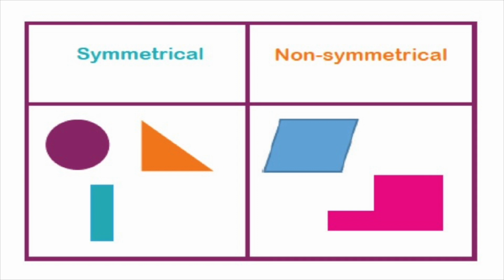You see, here is a good example, a good table to show you the difference between symmetrical: circle, triangle, rectangle. But non-symmetrical, you can see these shapes here. If we draw the line down the center, they won't look the same on both sides. So we have to say non-symmetrical.